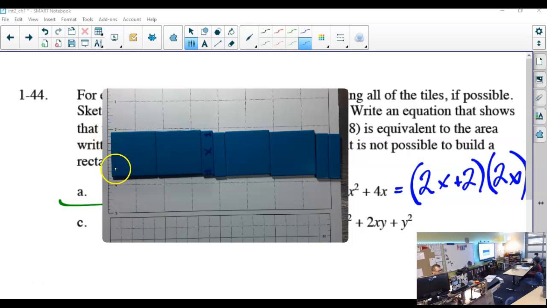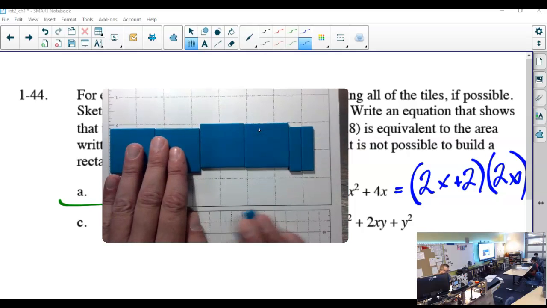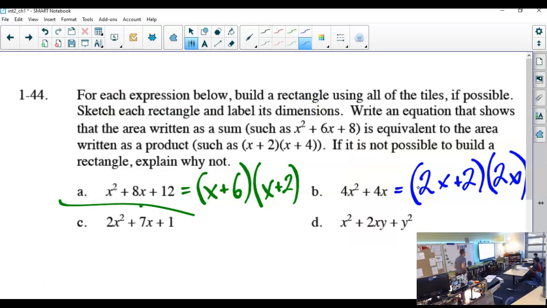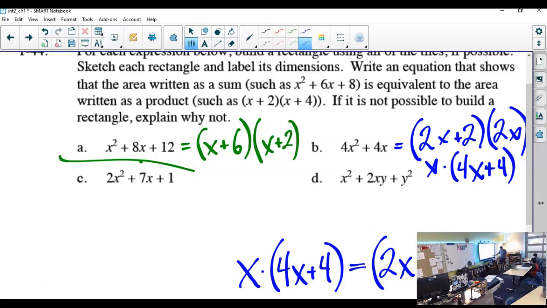What is this edge? x. What is this edge? 4x. Yeah, 4x plus 4, because really I could rearrange this and scooch. So we need to write another option here that was a dimension of x by a dimension of 4x plus 4. So wait, is what we're saying then is x times 4x plus 4, that's equal to 2x plus 2 times 2x?